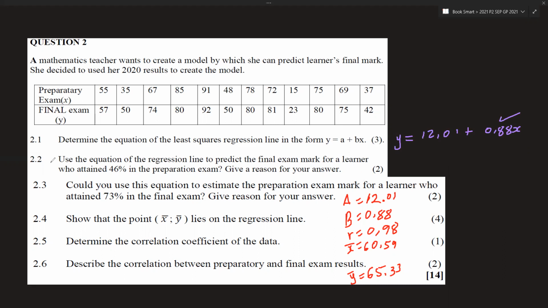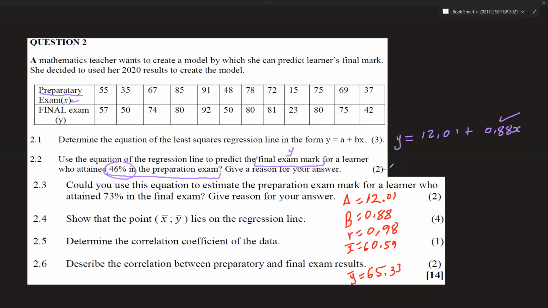And now, use the equation of the regression line to predict the final exam mark. So remember, the final exam mark is the Y value, so we need to predict the Y. It means we are going to be given the X. Let's proceed reading. For a learner who obtained 46 in the preparation exam, this is your X. Remember, preparation exam is the X-axis. So you're going to substitute 46 into the X, then you can easily get Y.